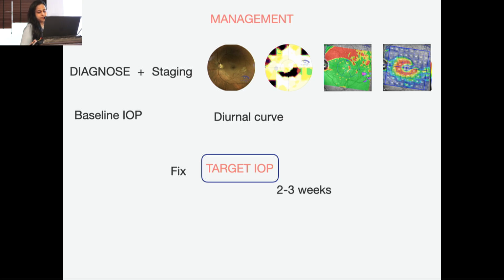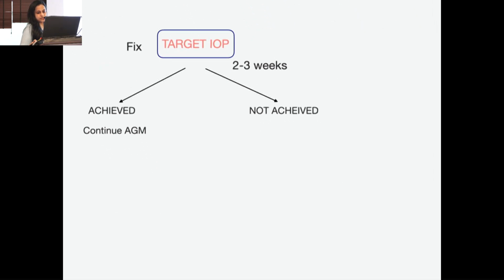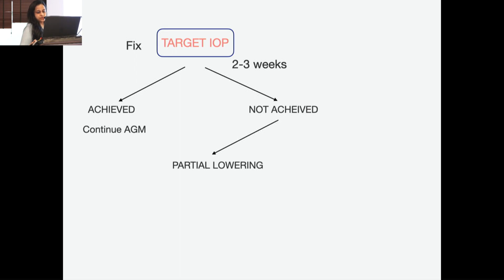Then you call back the patient after starting him on treatment after 2 to 3 weeks according to the medication used. And if the target IOP is achieved, you just continue the AGM. But what to do if it is not achieved? So when it is not achieved, it can be partial lowering or it can be total, complete non-response.